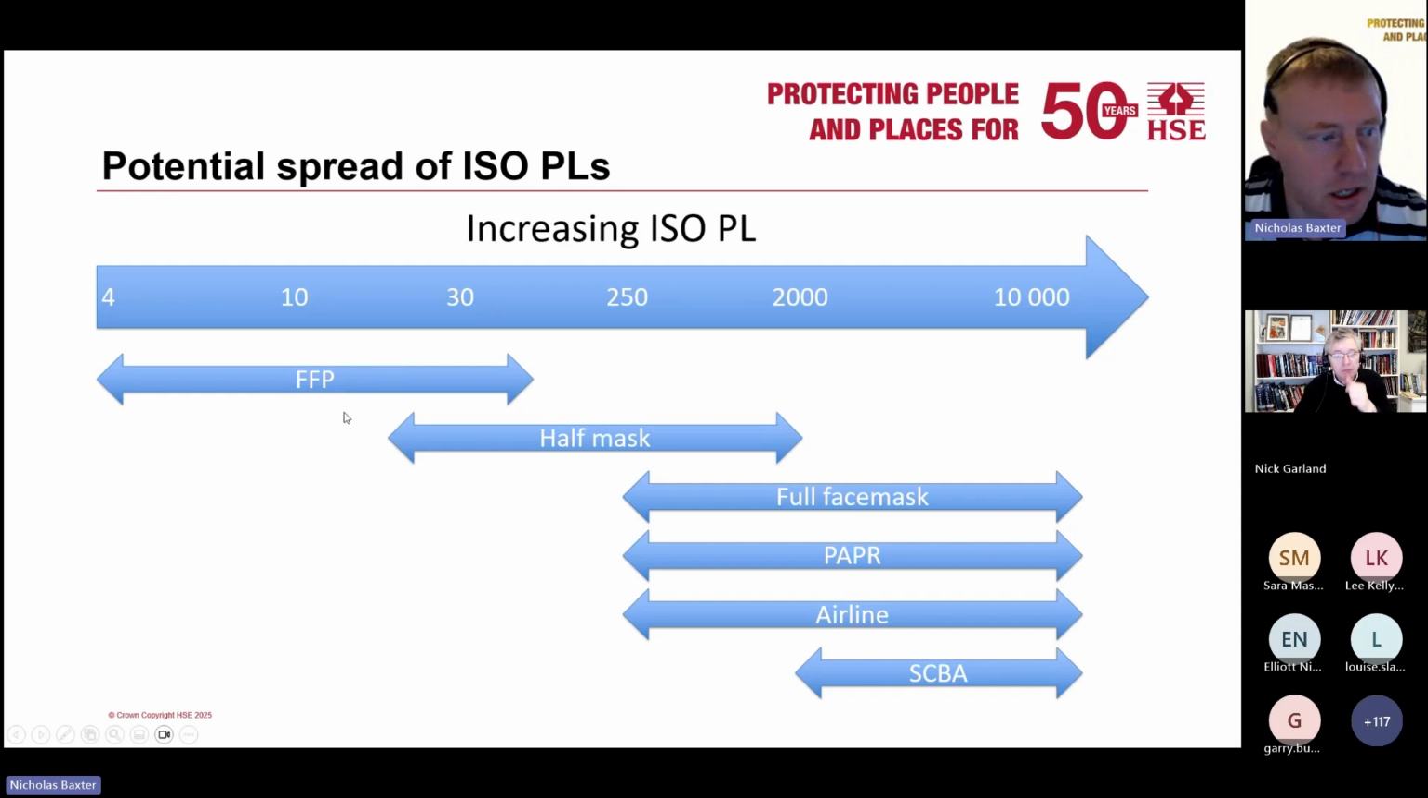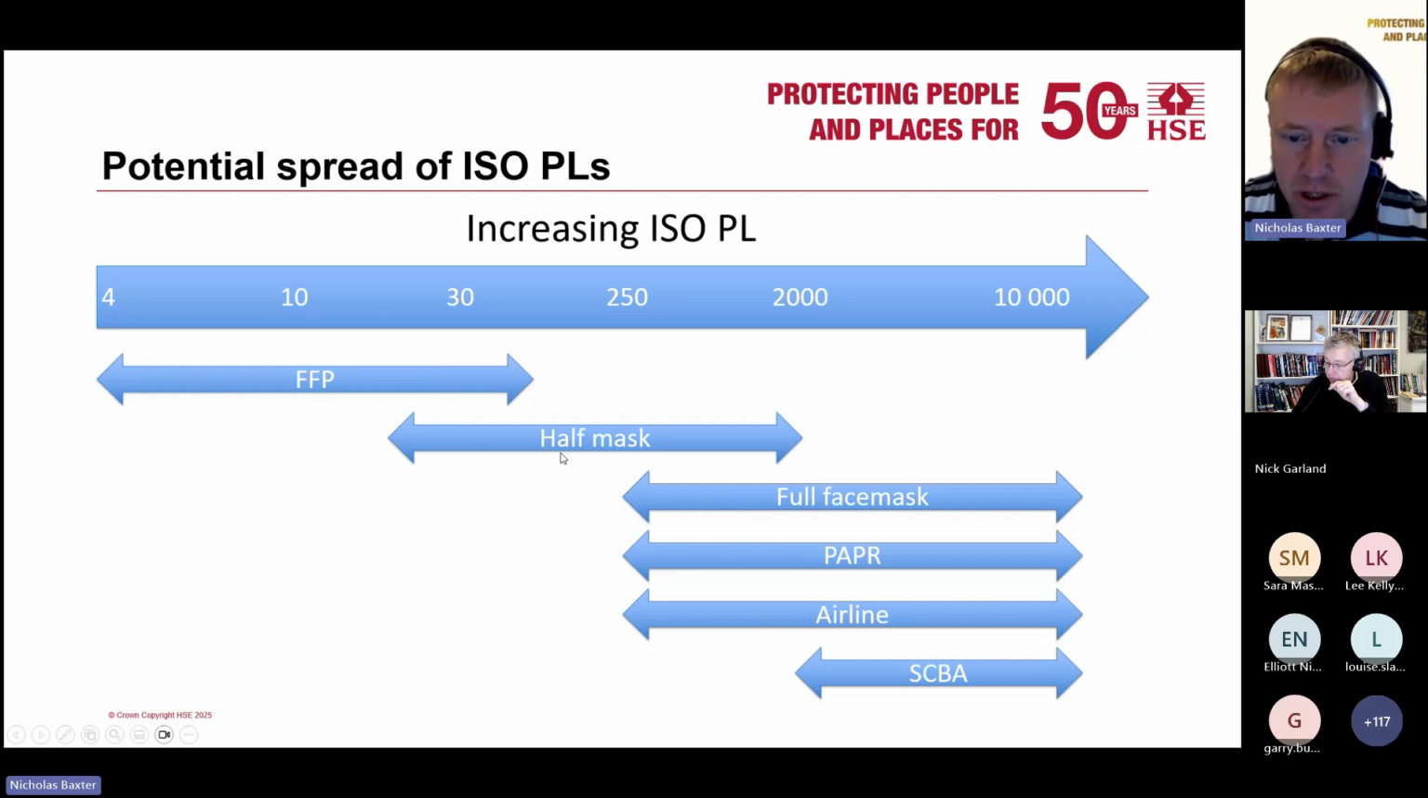One thing to note is that in the ISO protection level system, there's no limit on what protection one type of RPD can have. So effectively, an SCBA, an airline breathing apparatus, could have any level of protection, as could a full face mask, a half mask or a filtering face piece. Within the new ISO standards, they could have any level of protection. The arrows here aren't based on any data that's been generated. This is just something that I predict could happen.